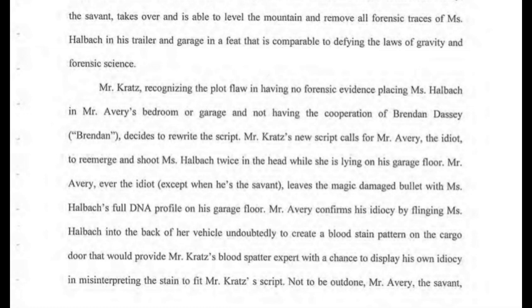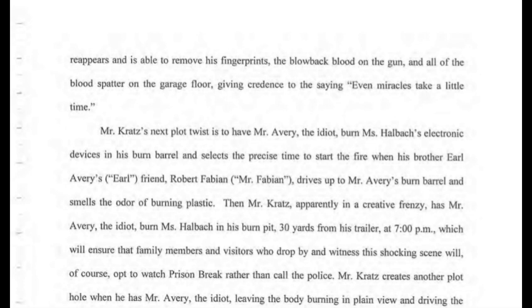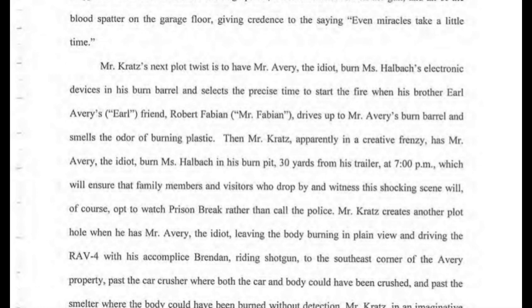Mr. Avery confirms this idiocy by flinging Miss Halbach into the back of her vehicle, undoubtedly to create a bloodstained pattern on the cargo door that would provide Mr. Kratz's blood spatter expert with a chance to display his own idiocy in misrepresenting the stain to fit Mr. Kratz's script. Not to be outdone, Mr. Avery the savant reappears and is able to remove his fingerprints and blowback blood on the gun and all the blood spatter on the garage floor, giving credence to the saying, even miracles take a little time.